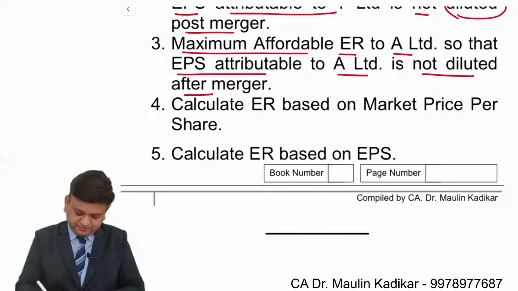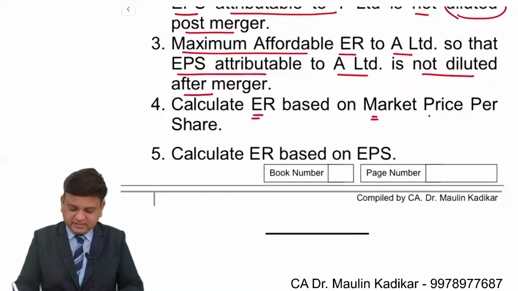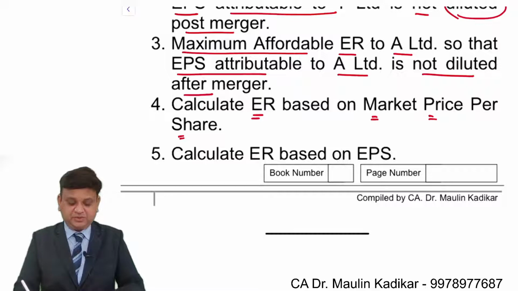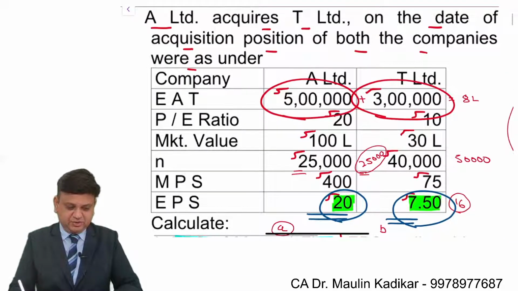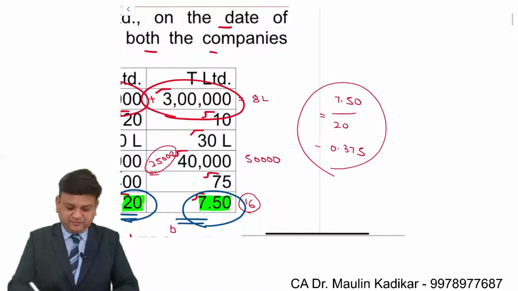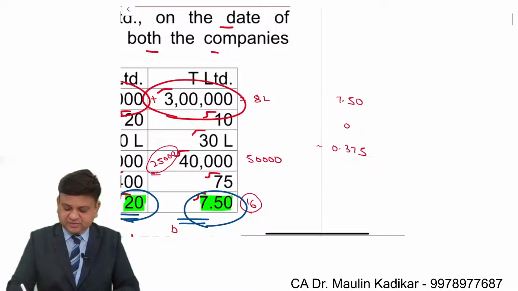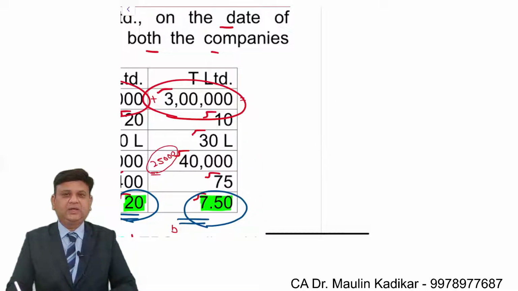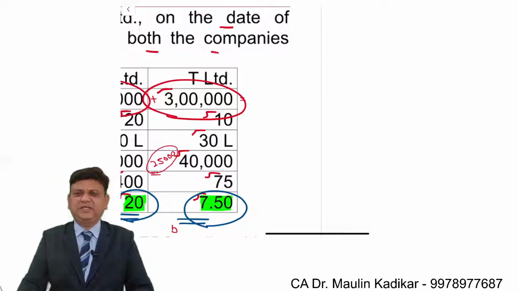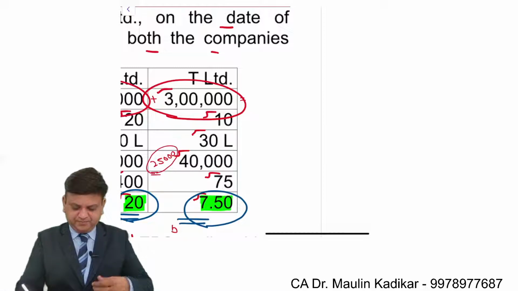Fourth question. Calculate exchange ratio based on market price per share. That is the question. Let us understand how to make the calculation of the answer for this part of the question. I request all of you to pay attention. I am giving you first of all a logical explanation. We already had a discussion that there are a number of ways by which both the companies will have a discussion with one another.